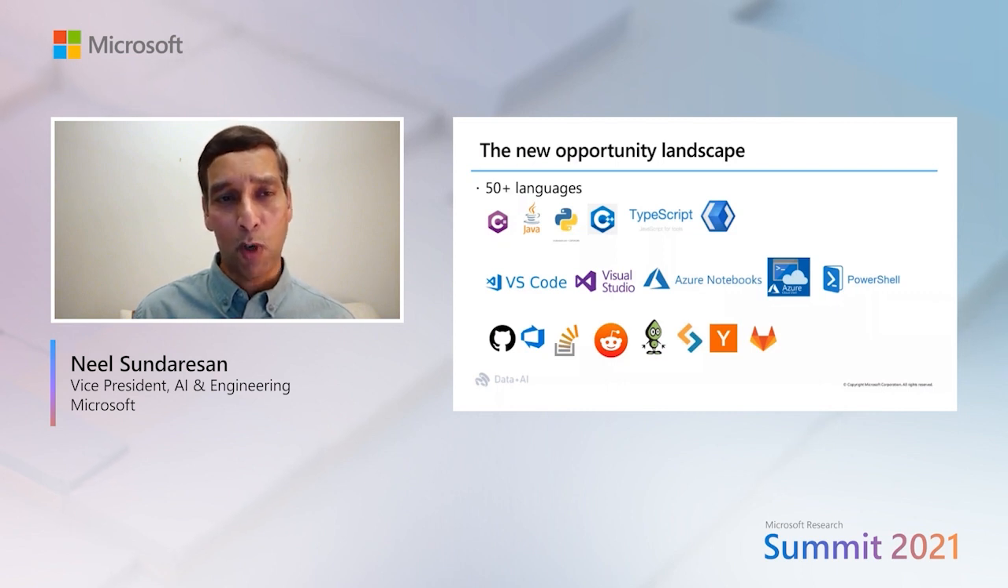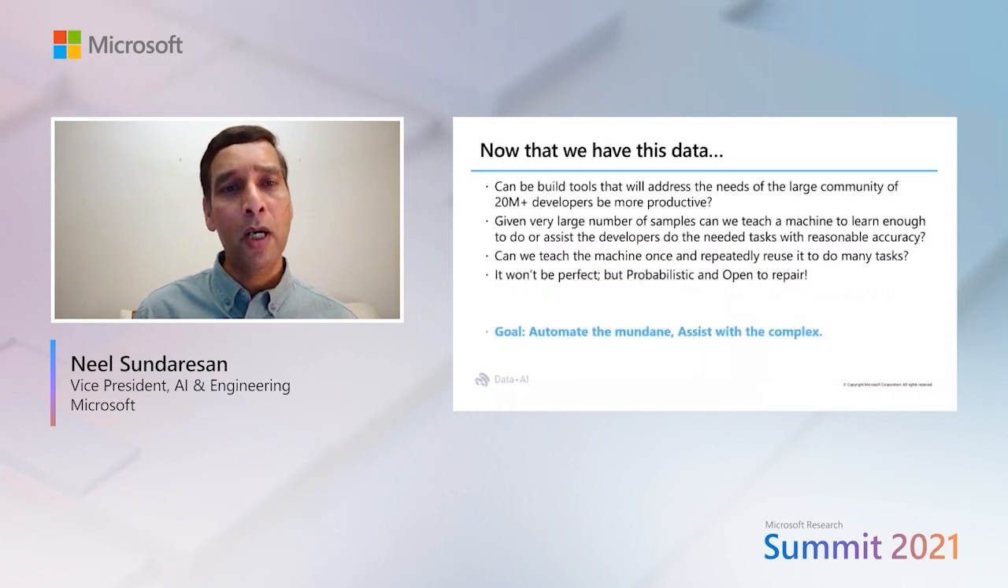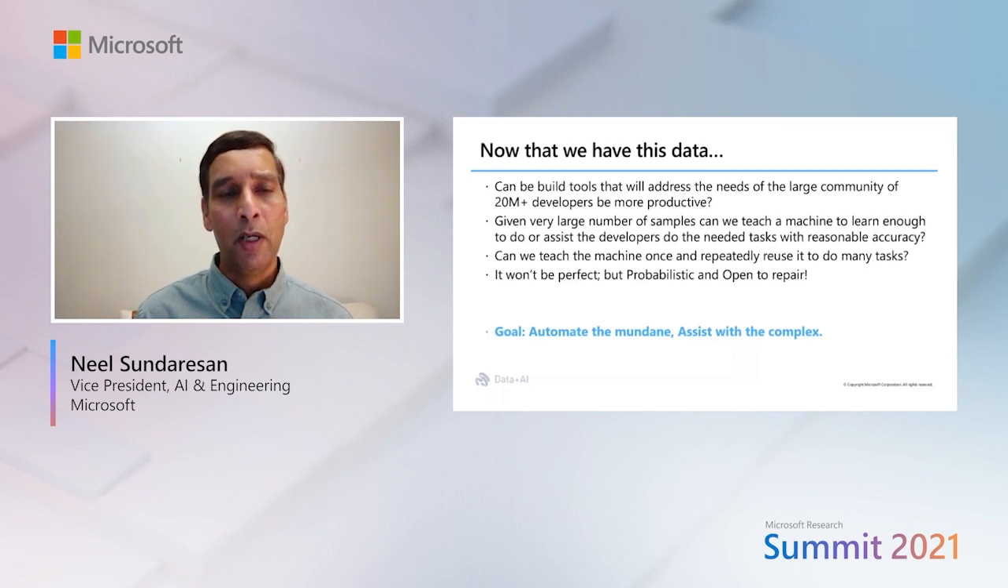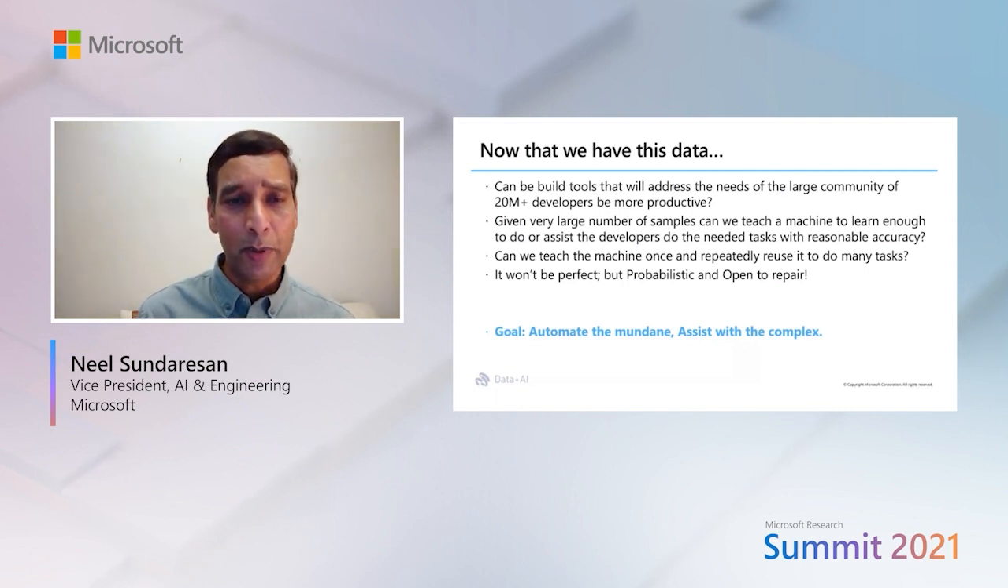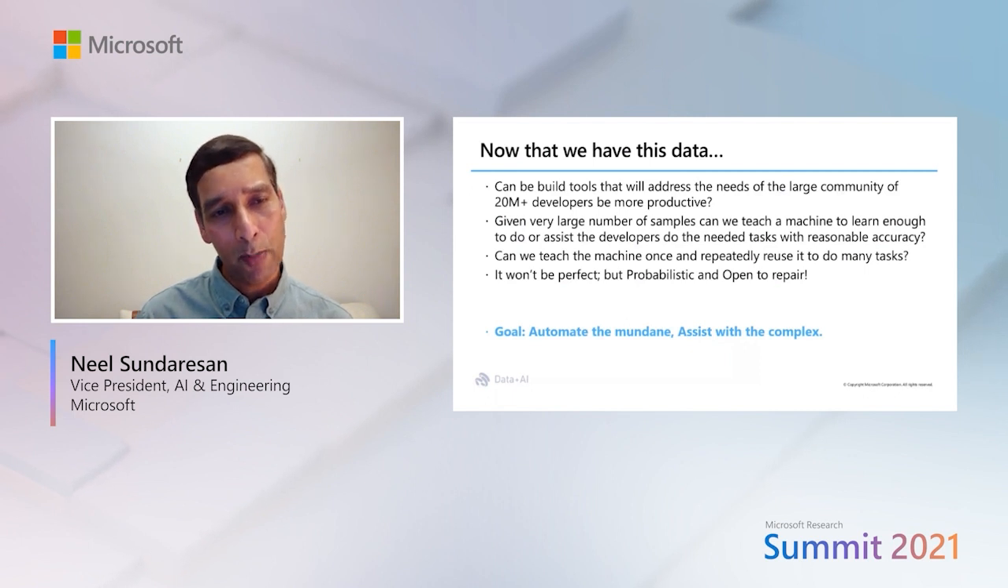But I wanted to start small. So what is the first thing we could do? Number one, first we need to know what can we do with this data. Can we build tools that address the needs of the large community of 20 plus million developers? And can we teach a machine, or build systems that can learn enough to automatically do stuff or assist developers to do the task with reasonable accuracy?